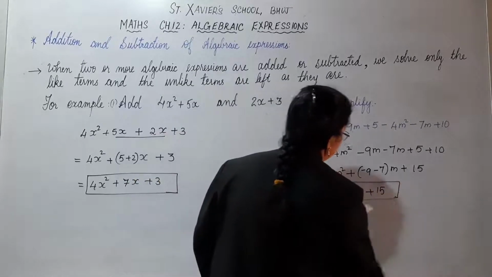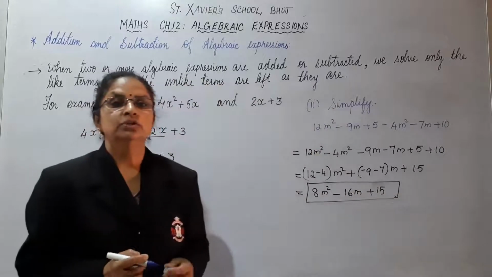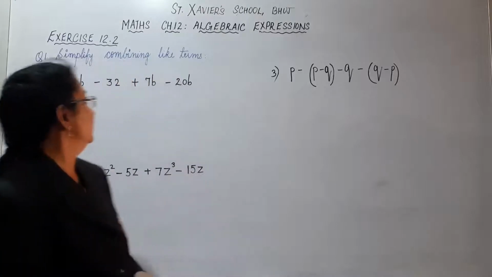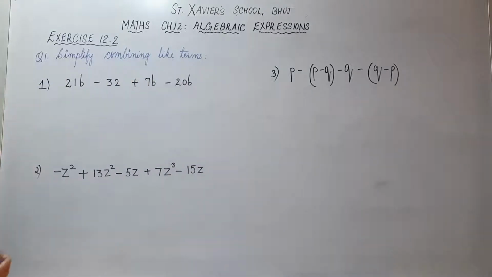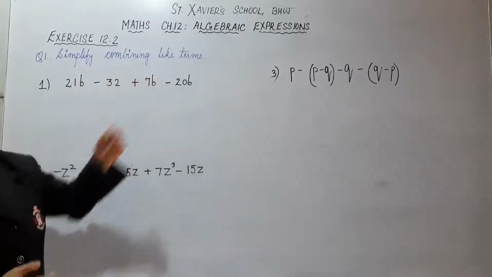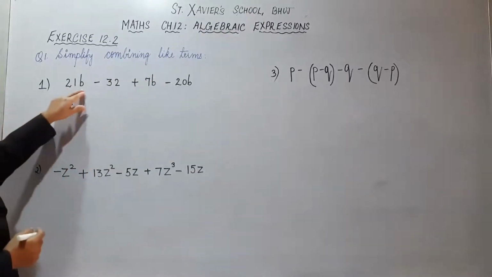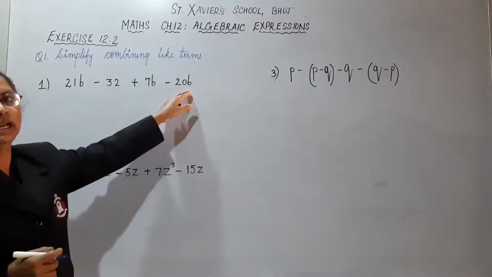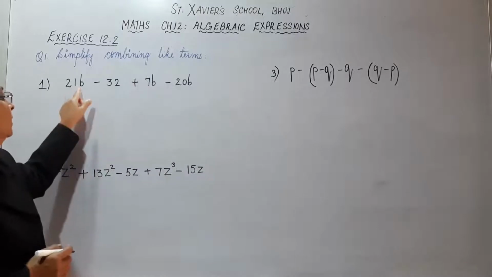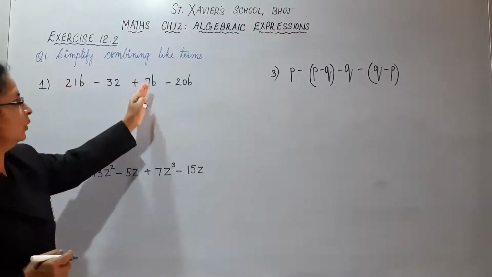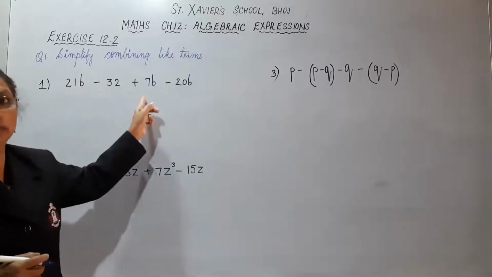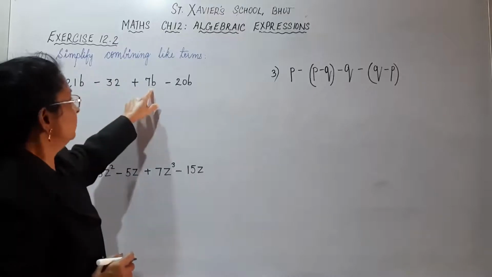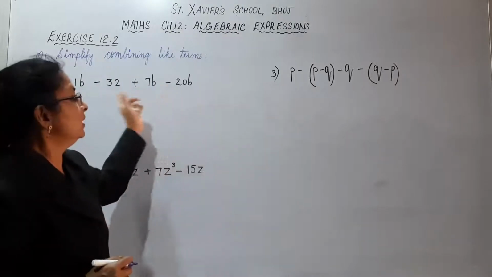Now let's start exercise 12.2. Simplify combining like terms. 21b minus 32 plus 7b minus 20b. Which are the like terms here, children? Forget about the coefficient, only look at the variable part. Here 21b, 7b and 20b, all the three are like terms.